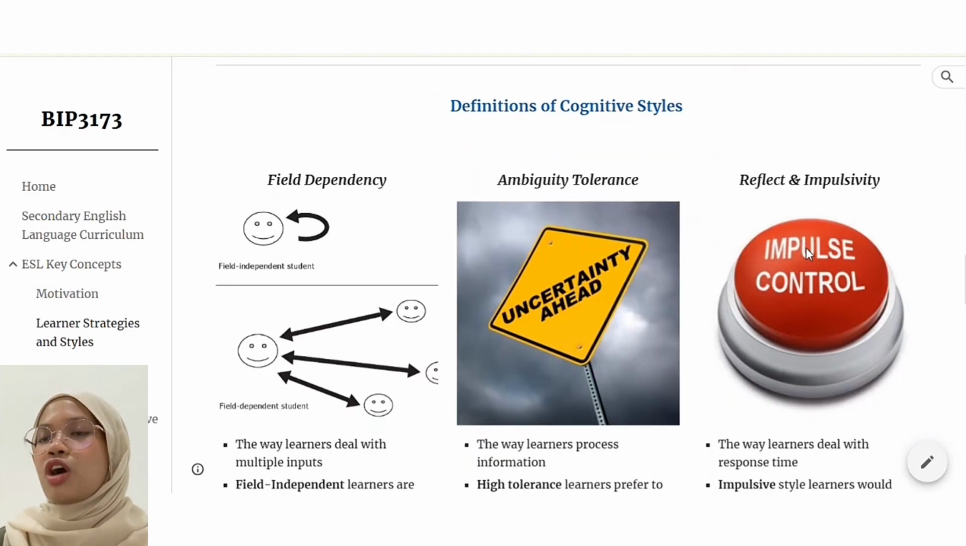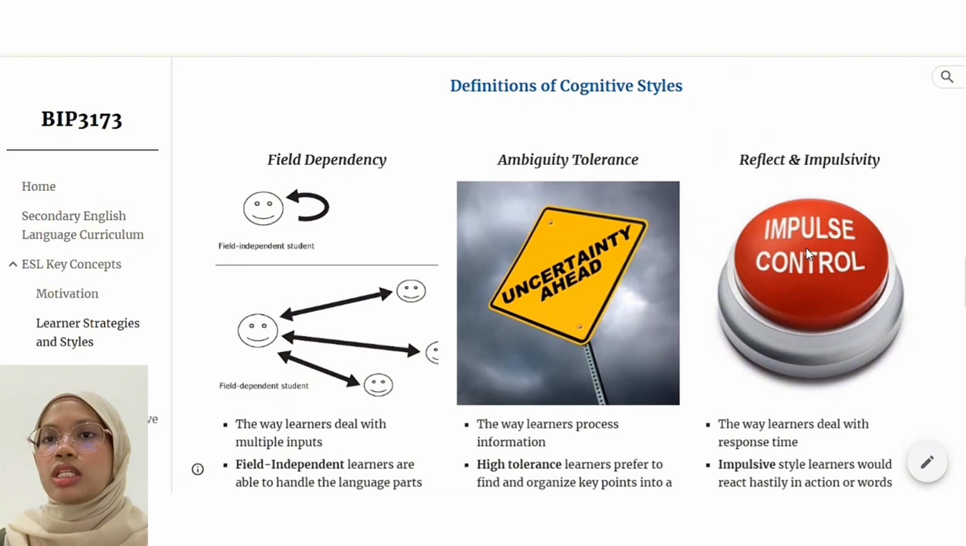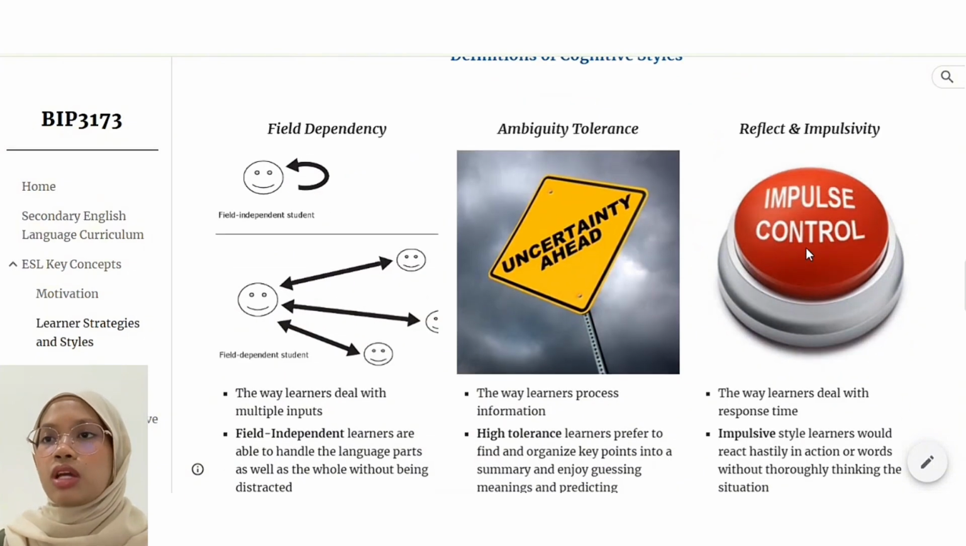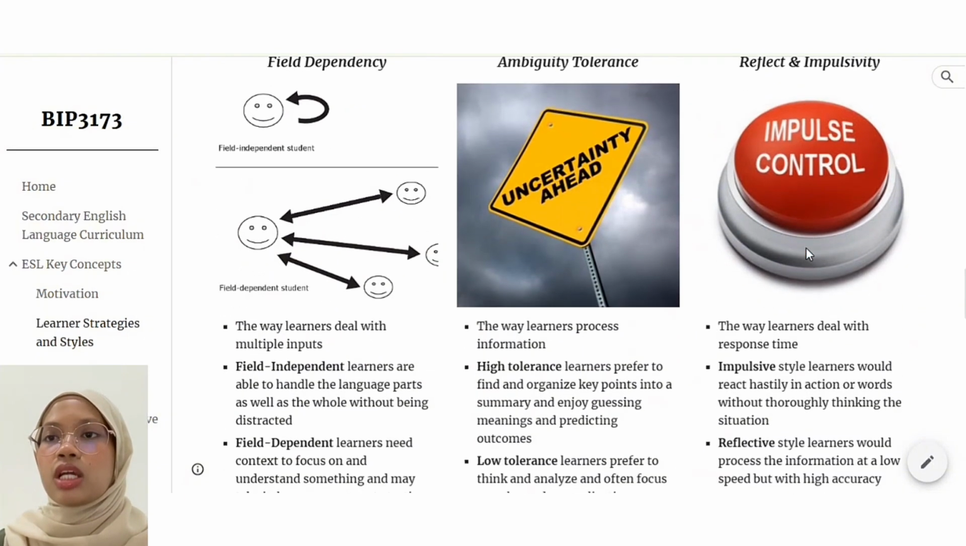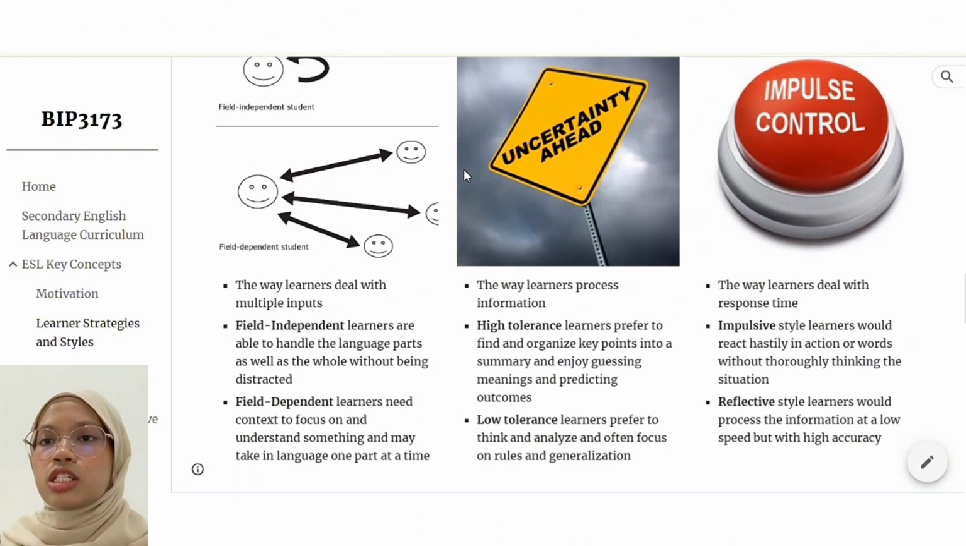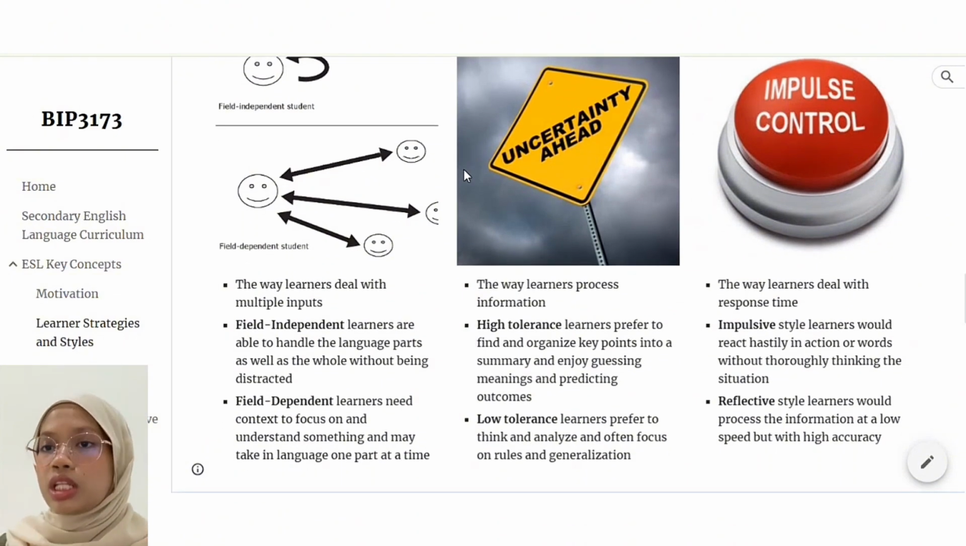And next are the definitions of cognitive styles, which in this case are field dependency, ambiguity tolerance, and reflective impulsivity. For field dependency, there are actually two: field independent, where learners are able to handle the language parts as well as the whole without being distracted. And field dependent learners need context to focus on and understand something and may take in language one part at a time. Specifically, field dependency is the way learners deal with multiple inputs.